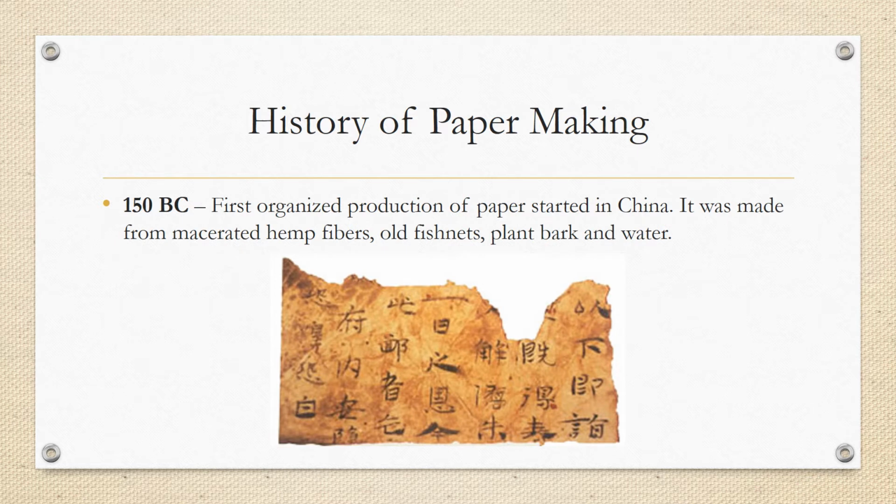On the other hand, in 150 BC, the Chinese first organized the production of paper. It was made from macerated hemp fibers, old fish nets, plant bark, and water. The plant bark is the bark from the mulberry tree, and this ingredient was bound and mixed with hemp fibers and old fish nets to make paper.